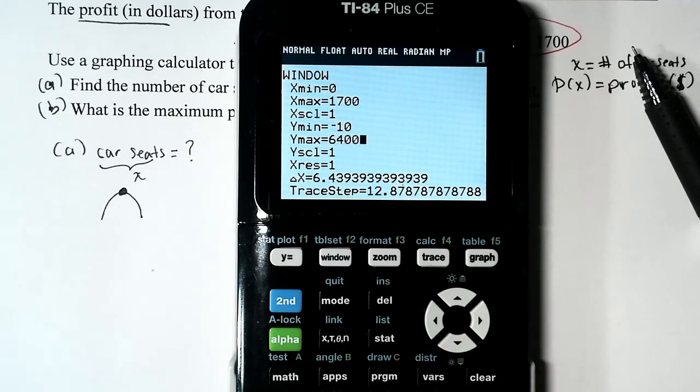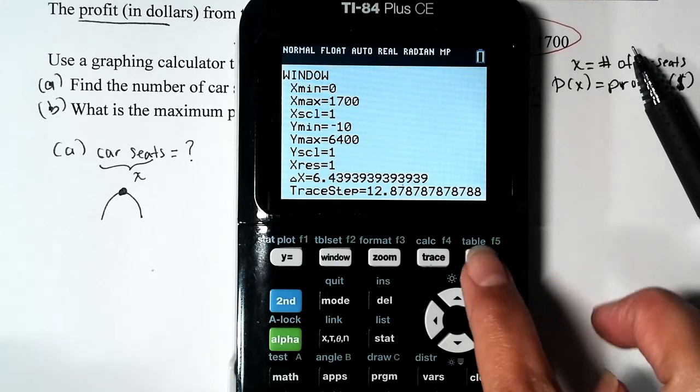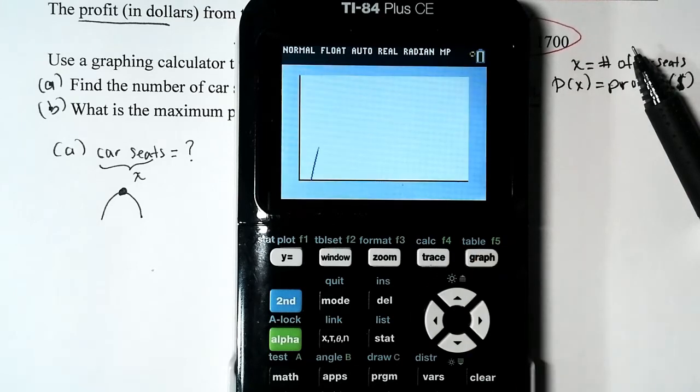Okay, I can see the maximum value, but I want a little more buffer. White space is nice, so we'll hit graph. Good, and just barely made it. I don't want to keep playing with this.